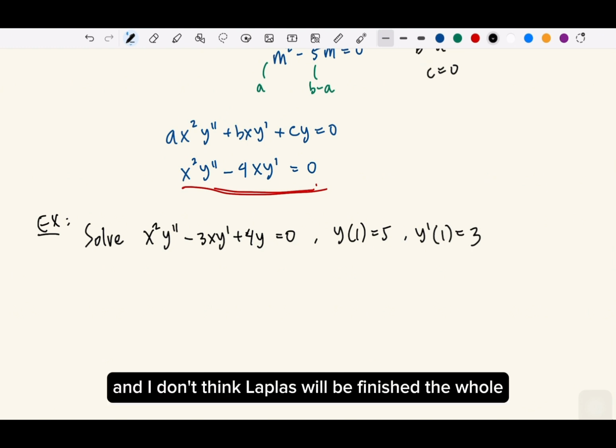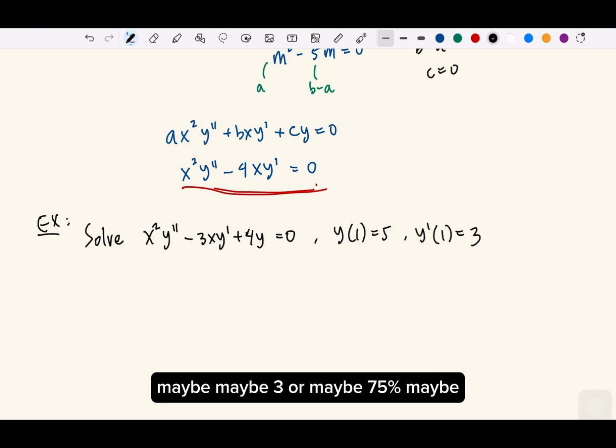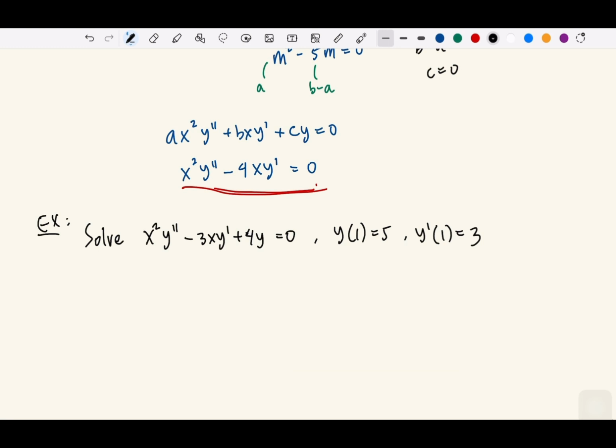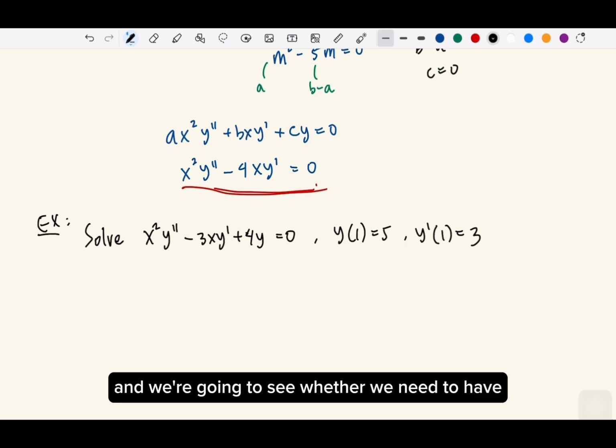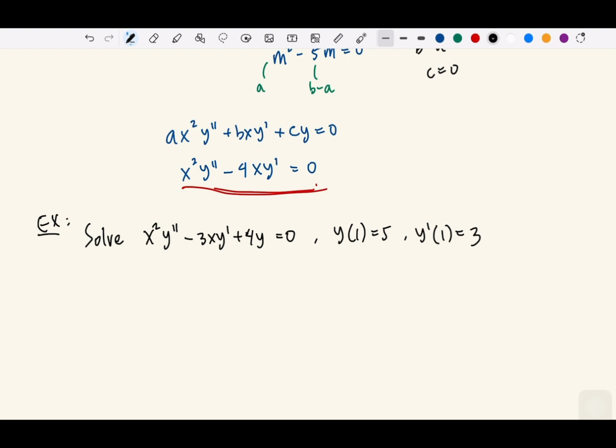And I don't think Laplace will be finished for the whole section. Maybe 75%. And we are going to see whether we need to have another makeup class later, maybe.